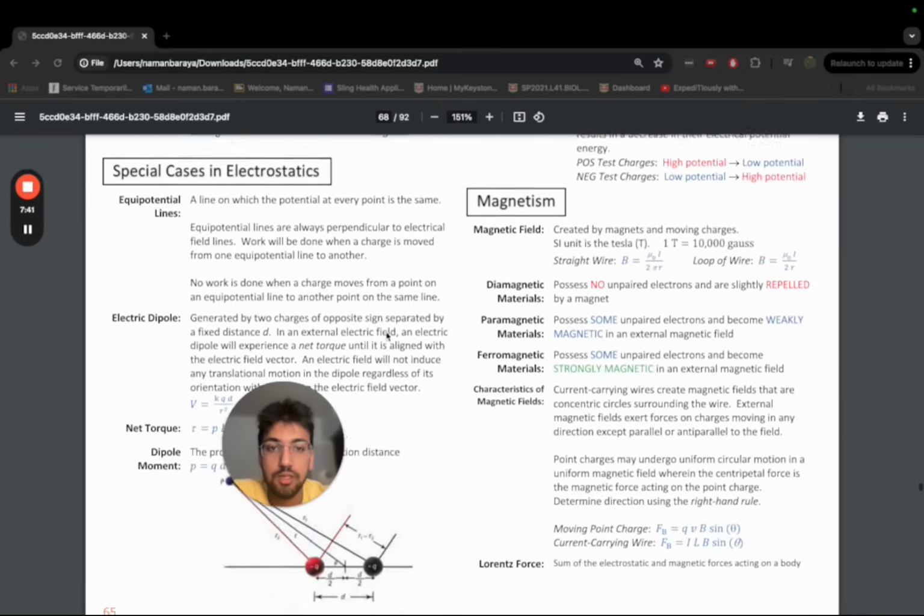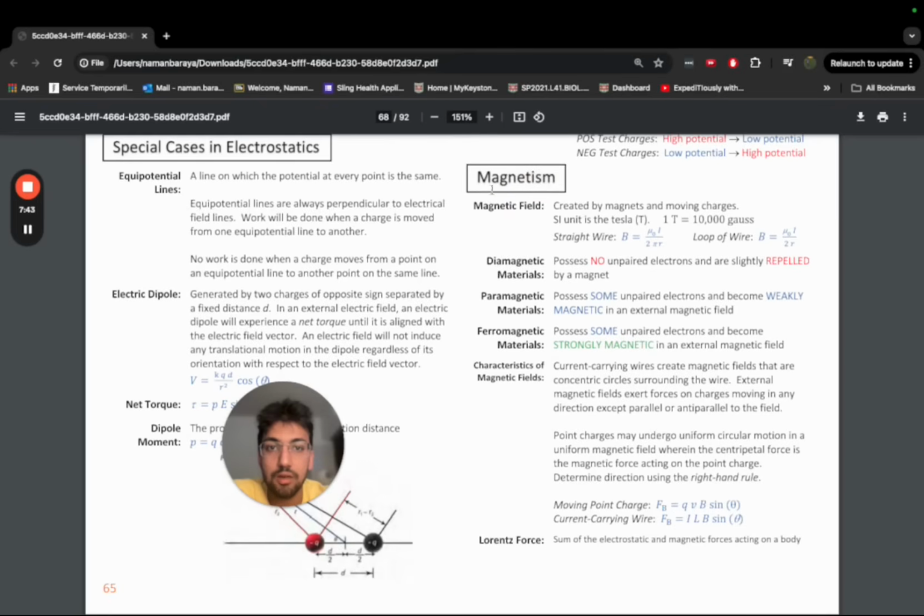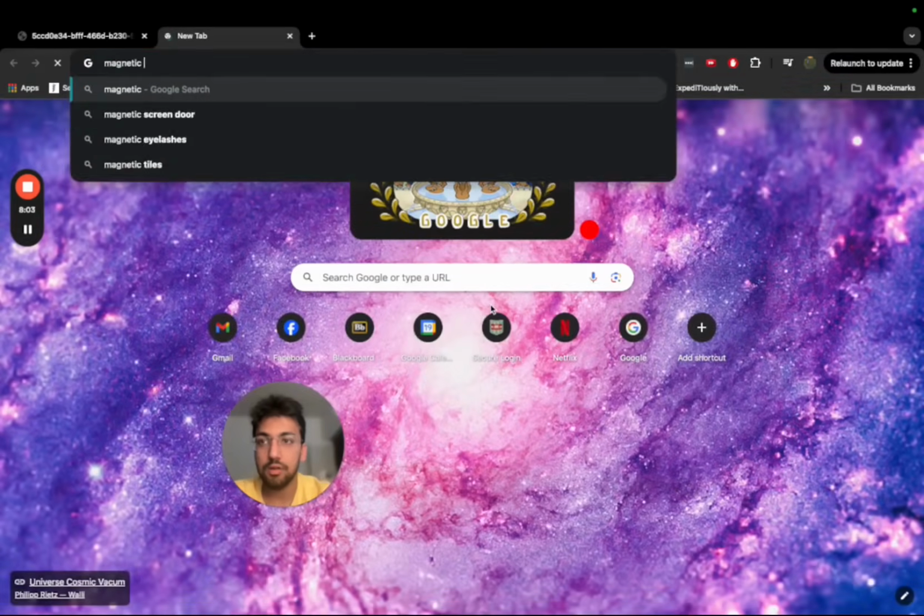Okay, the next thing to talk about is magnetism. And with people who I have tutored, magnetism is the thing that really trips a lot of people up. And the reason for that is because a lot of people think that electric fields and electric forces point in the same direction as magnetic fields and magnetic forces, but that's not true. And I'm going to talk about magnetic field.